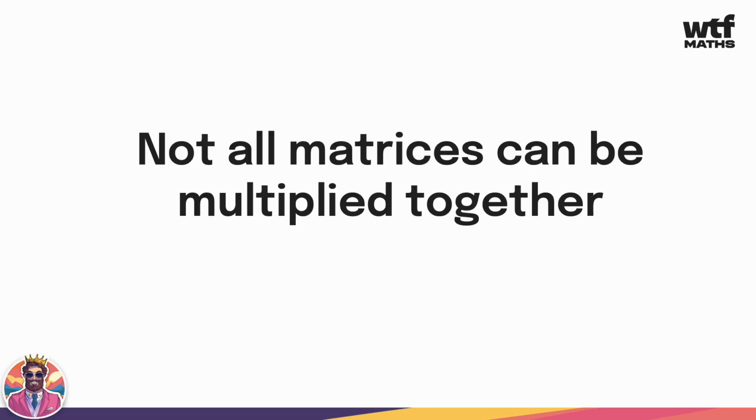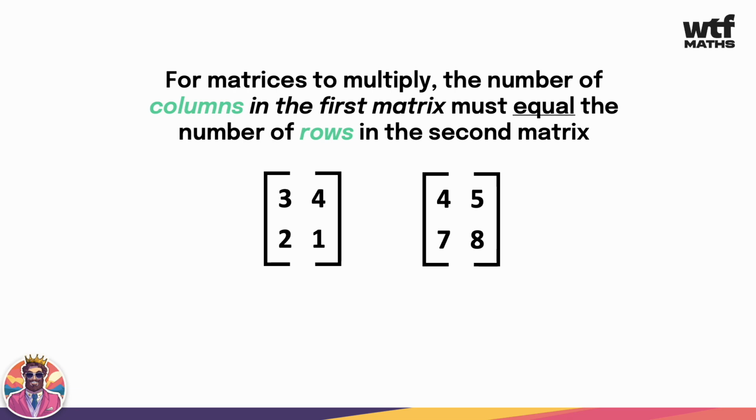So when we look at matrices, we need to understand that not all matrices can be multiplied together. For matrices to multiply, the number of columns in the first matrix must equal the number of rows in the second matrix. So if we look at this first matrix here, this is a 2 by 2 matrix. It's got 2 rows and 2 columns.